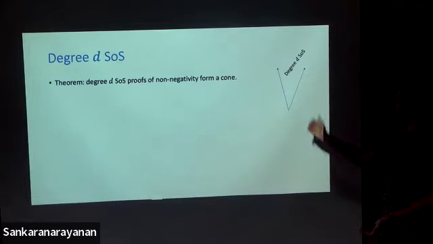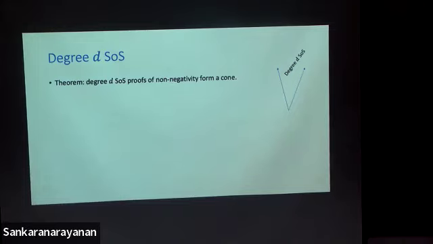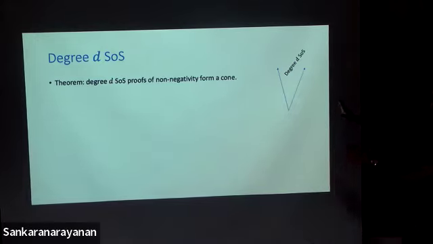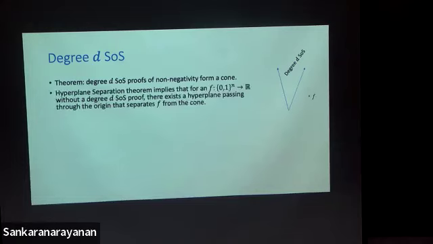So then one can verify that degree d SOS proofs do satisfy this, right? Because if you take two degree d SOS polynomials and add them, it will still be a degree d SOS polynomial. If you take a degree d SOS polynomial and multiply it by a positive number, it will still be a degree d SOS polynomial. So the degree d SOS polynomials form a cone. I've tried to represent it in 2 dimensions, but it's actually a very high dimensional object. Okay. And the good thing about cones is that they satisfy a separation theorem.